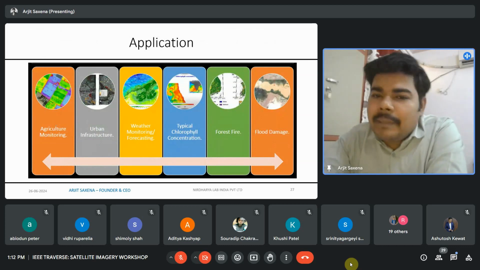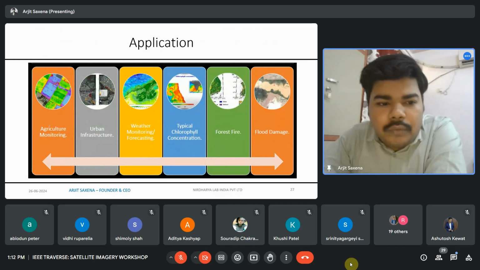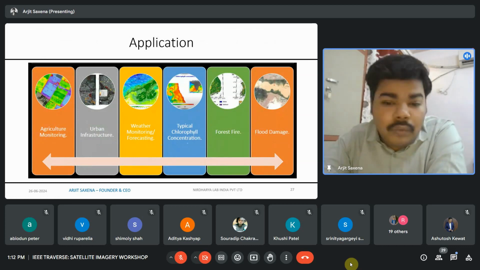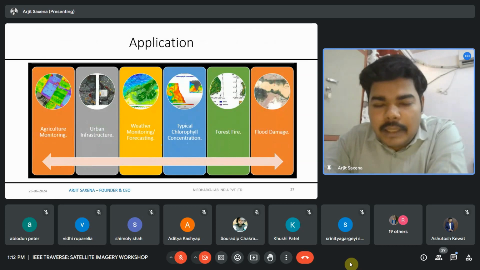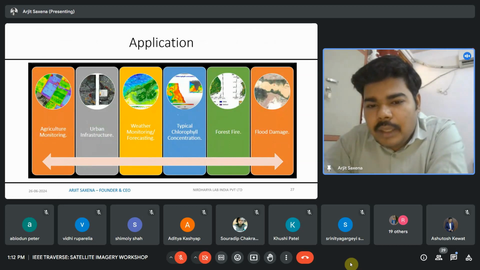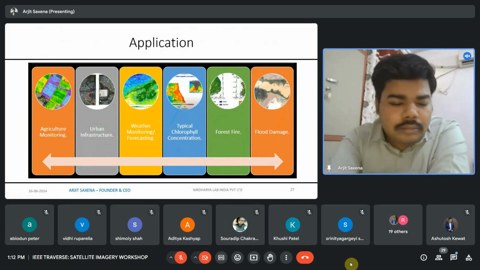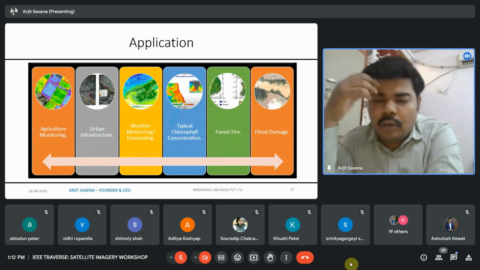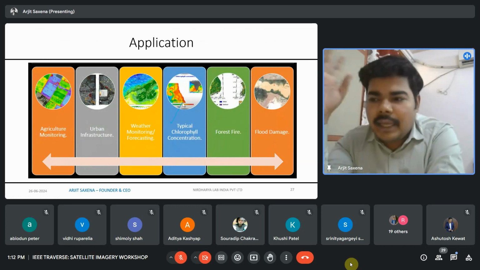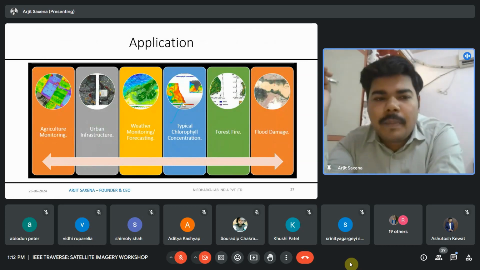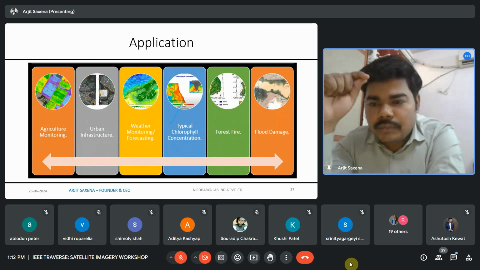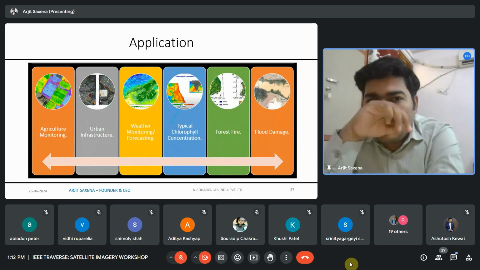Talking about the application, it is huge, from agriculture monitoring to urban infrastructure to weather monitoring, typical chlorophyll concentration monitoring. This is a good example. Mostly you guys have consumed omega 3 once in your life, and that comes from fish.